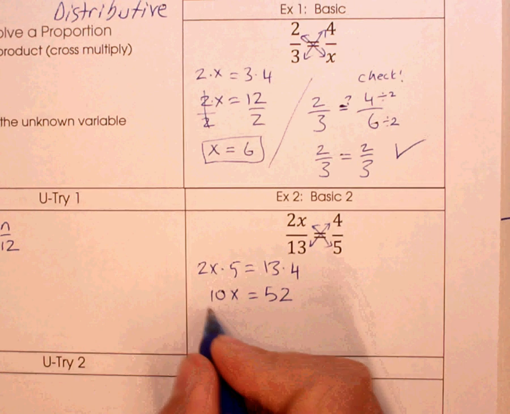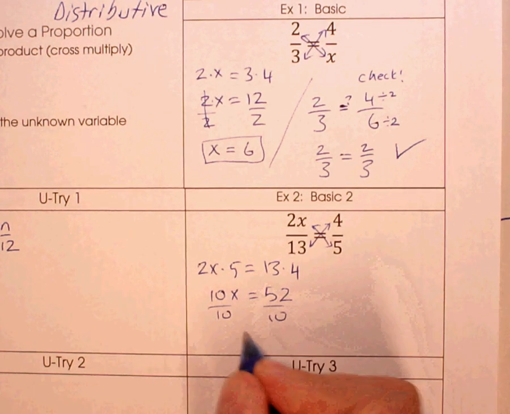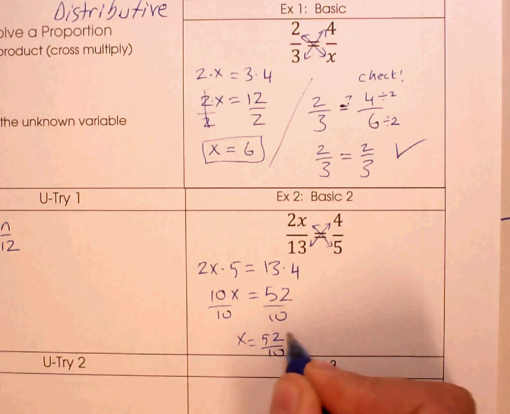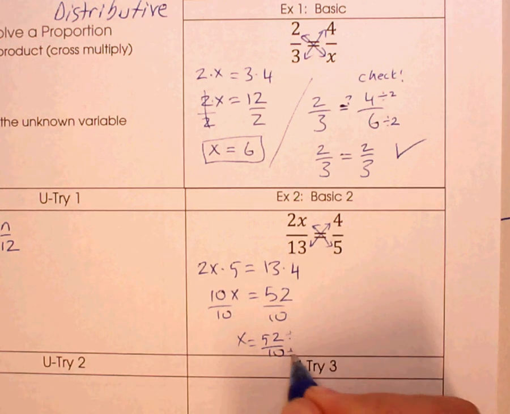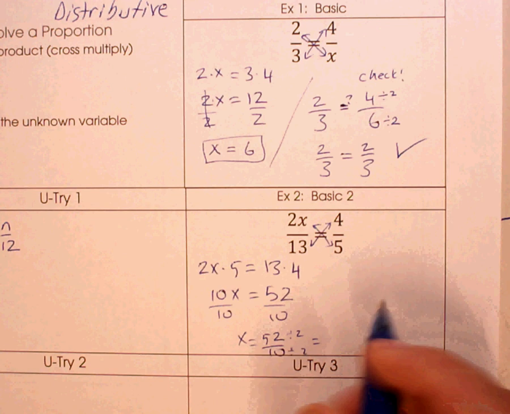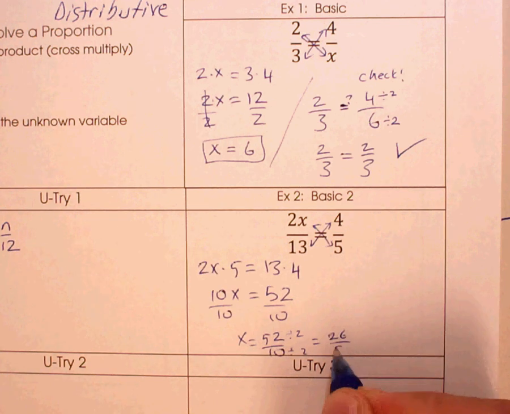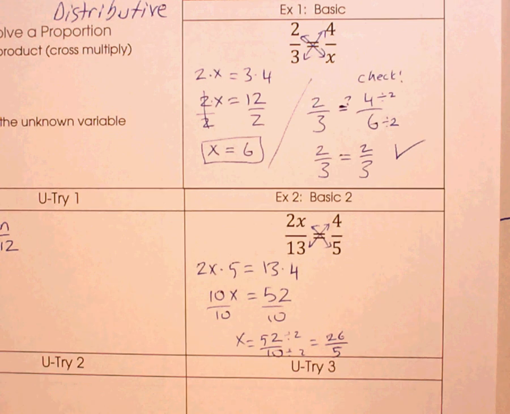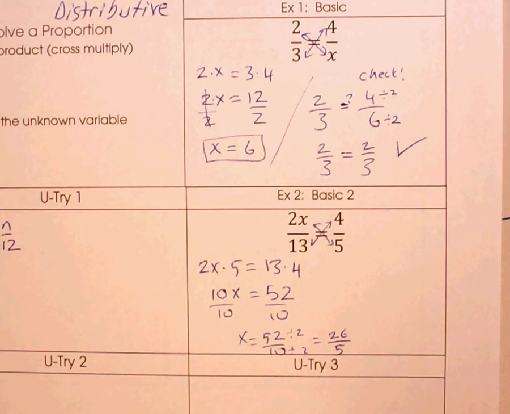Then if I divide each side by 10, x is equal to 52 over 10. I can simplify this further by 2. I can write 26 over 5 as my final simplified answer. I can of course do my check step to confirm my result as well.